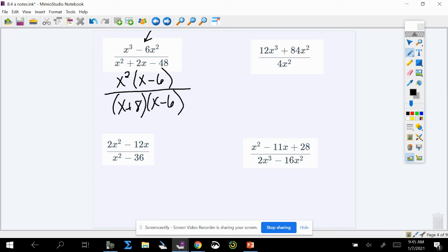Again, looking at what is alike on the top and bottom that will cancel. So an x minus 6 is on top and bottom. So your final answer is you're left with an x squared on top and an x plus 8 on the bottom.